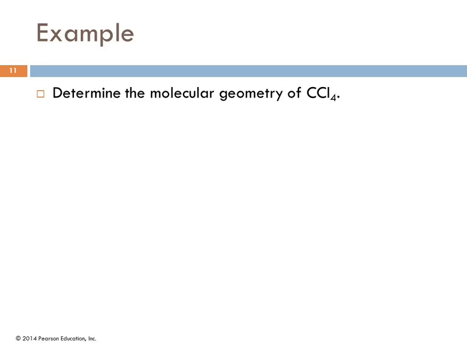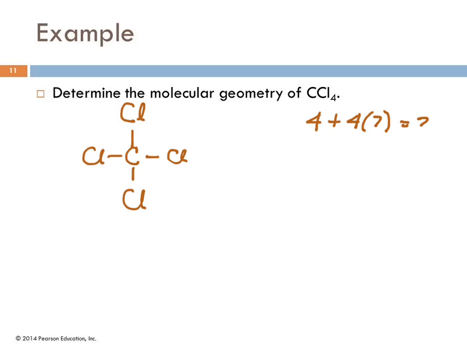Let's look at this. Determine the molecular geometry of carbon tetrachloride. First thing to do, Lewis structure. So we're going to put the carbon in the middle and put the chlorines around it. That was a little too curvy. How many valence electrons do we have to deal with here? We got 4 from the carbon, and there's 4 chlorines, and they each have how many valence electrons? 7. So 32.